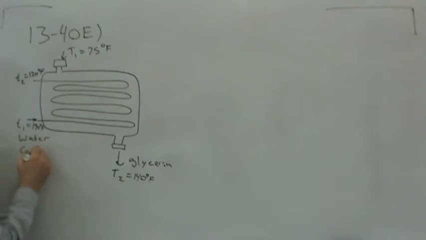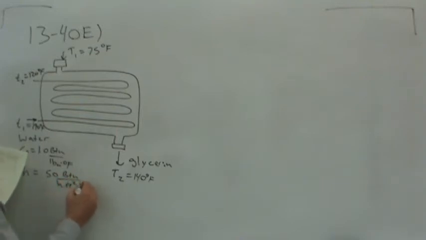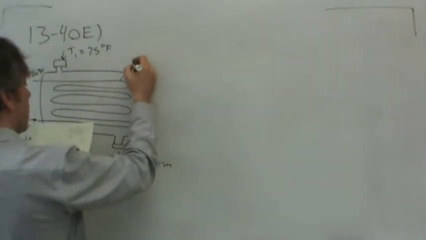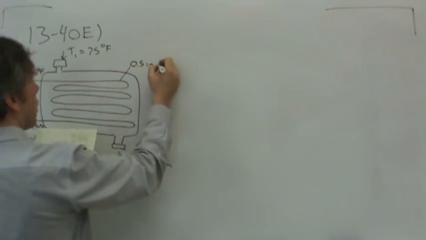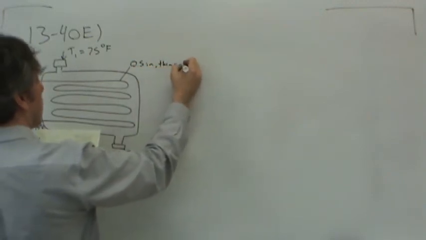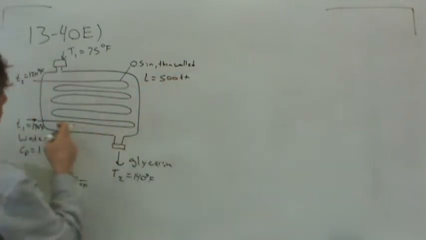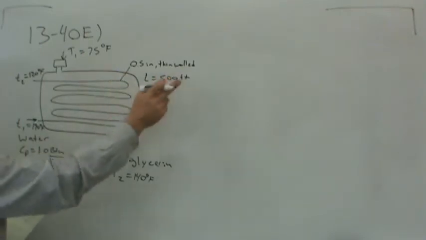Now, the heat capacity of the water was given. It's 1.0 BTUs per pound mass per degree Fahrenheit, and the convective heat transfer coefficient inside of the tubes was given as 50 BTUs per hour per square foot per degree Fahrenheit. Now, the tubes, just to note, are 1/2 inch thin walled, and the length of those tubes in total is 500 feet. So if you measured all this length together, you'd get 500 feet of tube.